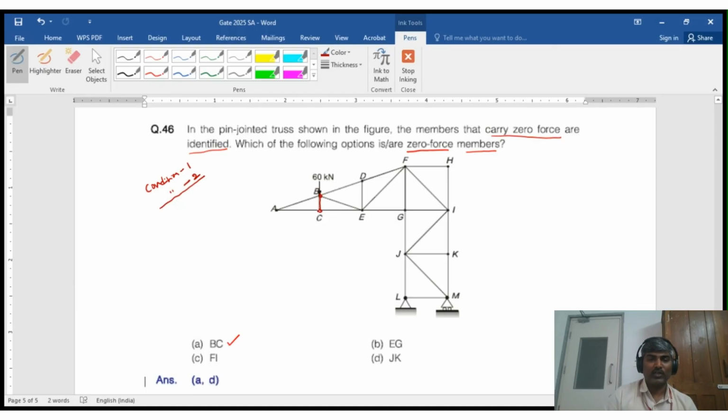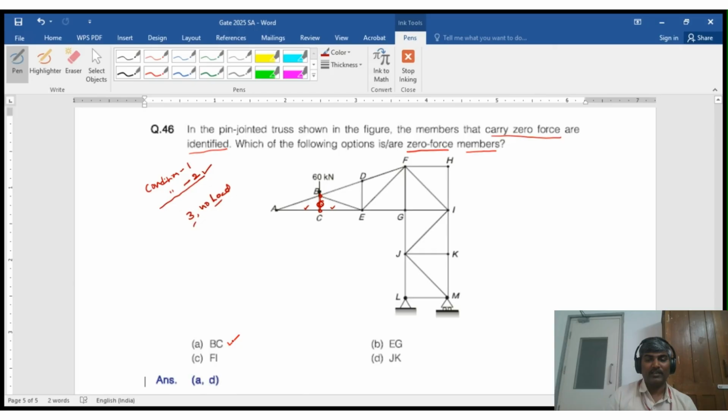Now go to joint C. So now you have only three members at this joint. That goes to condition number 2. Out of the three members, two members are collinear, they are in line. The force in the third member is 0 if there is no point load applied at joint C. So, three members, no load, and two members are collinear. Third member force is 0. So BC is a zero force member.